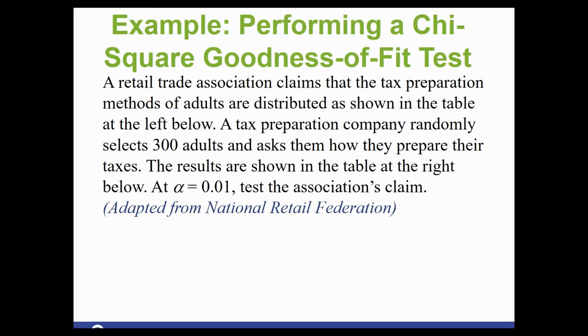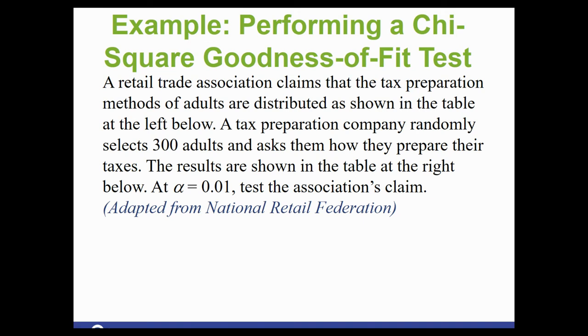So here's our first example. It says a retail trade association claims that the tax preparation methods of adults are distributed and shown in the table at the left, which will be on our next slide. A tax preparation company randomly selects 300 adults and asks them how they prepare their taxes. The results are shown in the table at the right below. At a level of significance of 0.01, test the association's claim.